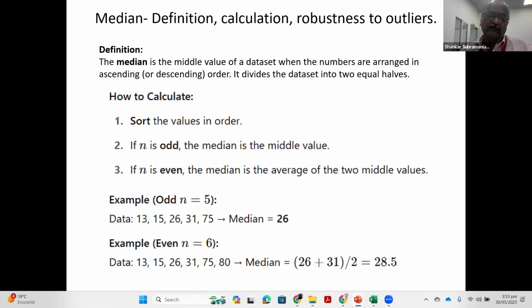The median, by definition, is the middle value of a data set when the numbers are arranged in ascending or descending order.